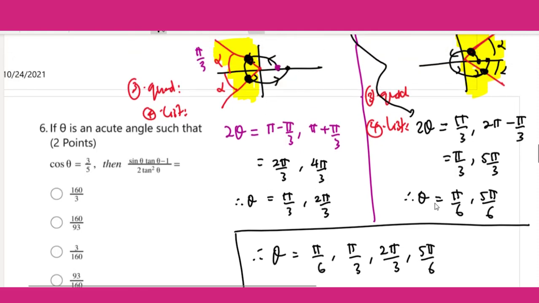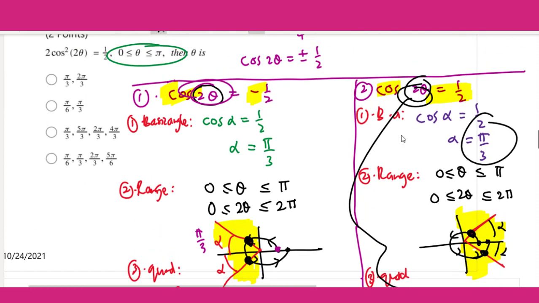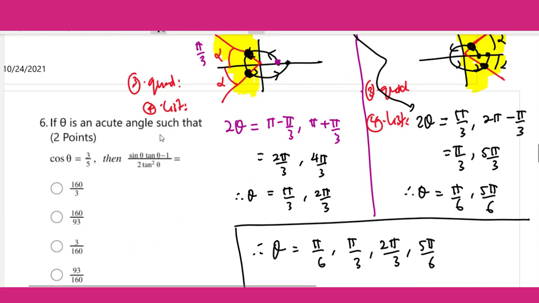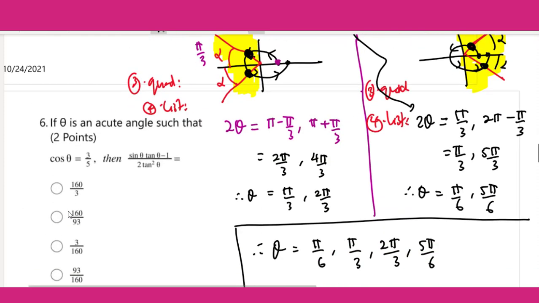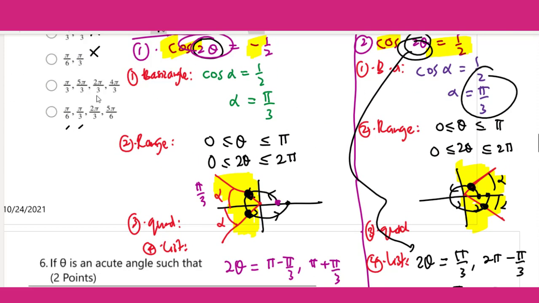Okay, check the answer. The answer is pi over 6, pi over 3, 2 pi over 3, 5 pi over 6. Okay, this is the answer. Okay, settle.